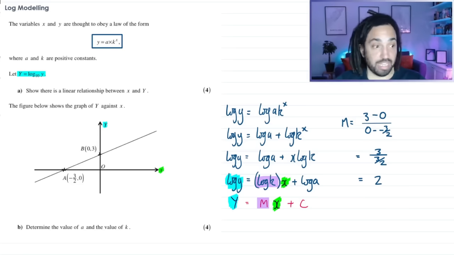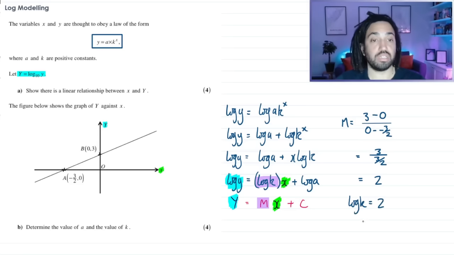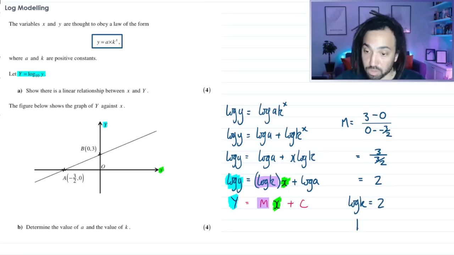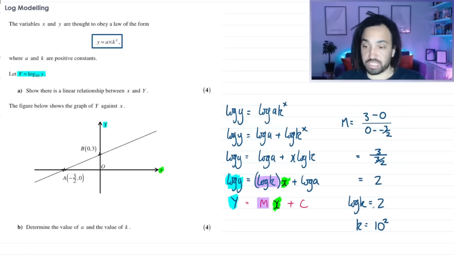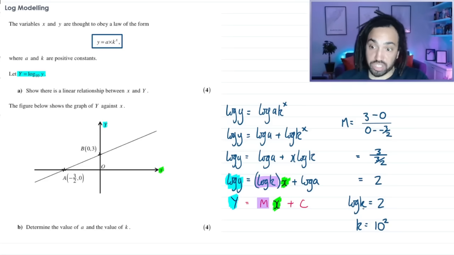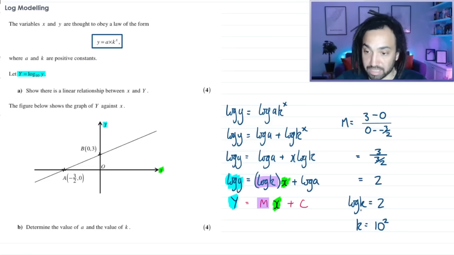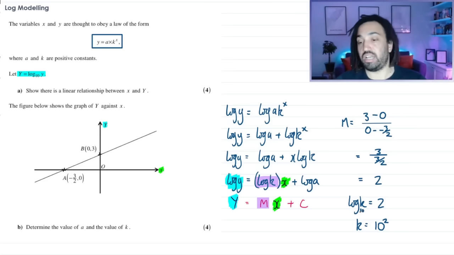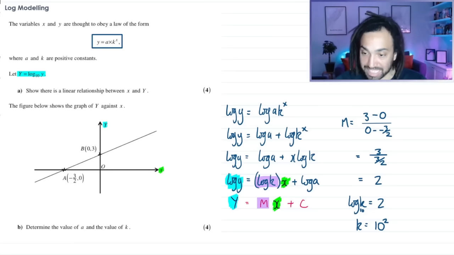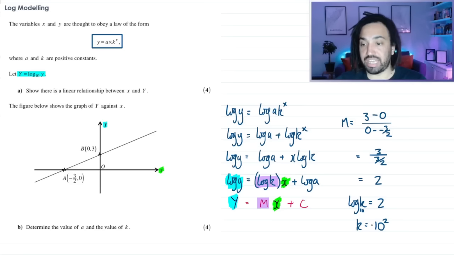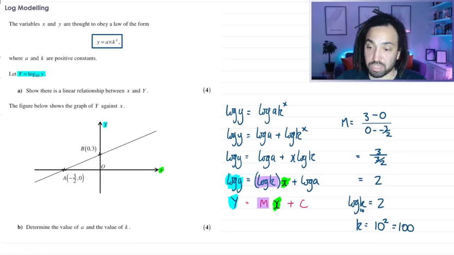And because we've said that m is equal to log k, we can say that log k is equal to 2. So therefore k is equal to 10 to the power of 2 by reversing this log equation into an indice equation, because we are using base 10 here. So this is log base 10. So if log base 10 of k is equal to 2, then k is equal to 10 to the power of 2. Okay, great. So that means that k is equal to 100.